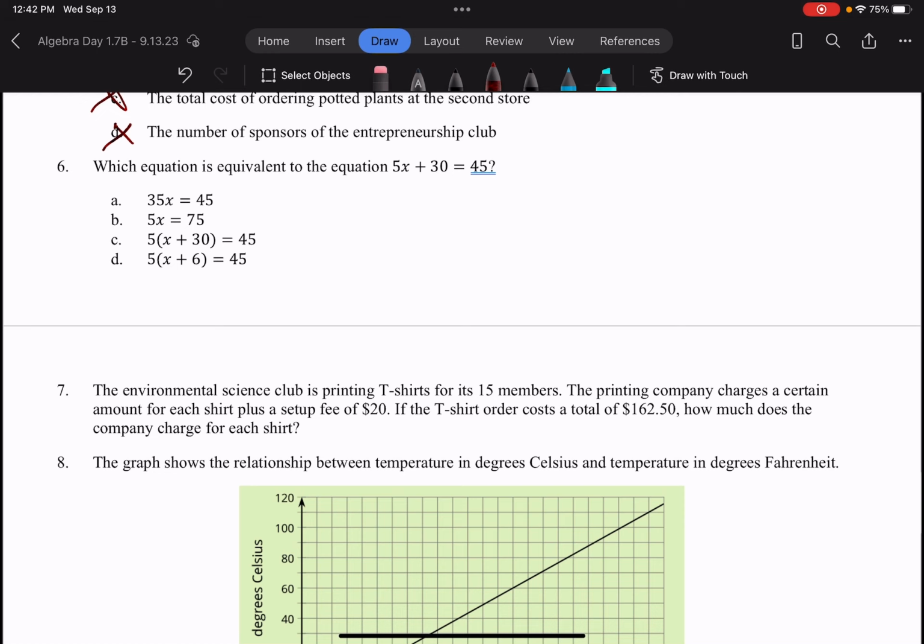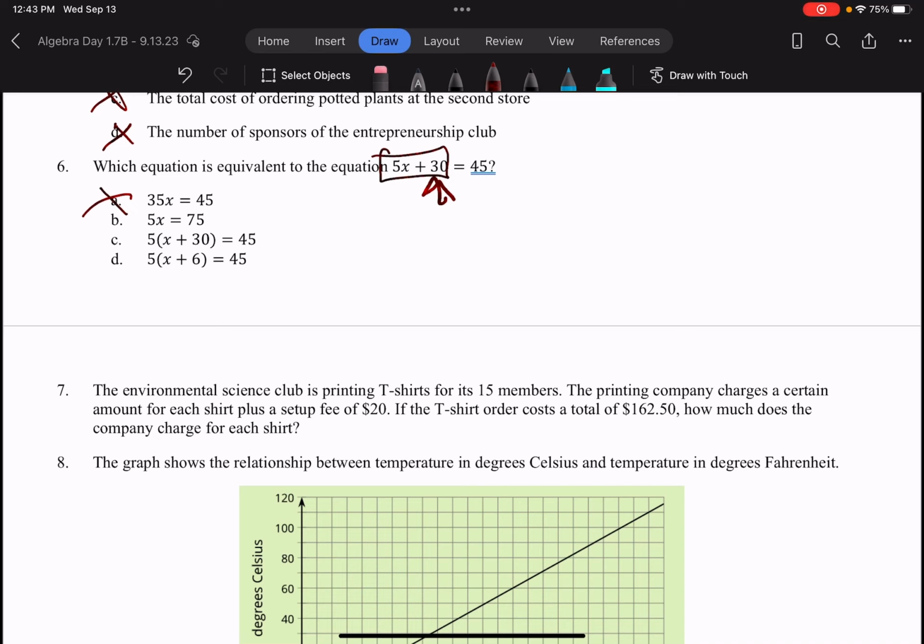All right, number 6. Which equation is equivalent to the equation 5x plus 30 equals 45? When you're doing ones like this, you can go ahead and solve for x and see if it works in each of these answer options, or you can see if you can go from this to that with a legal move, right? If there's somehow a connection between them. So letter A says 35x equals 45. If I were to do that, that would mean that I combined these two. And I cannot combine those two because they are not like terms. 30 does not have an x with it, so therefore they cannot be added together.